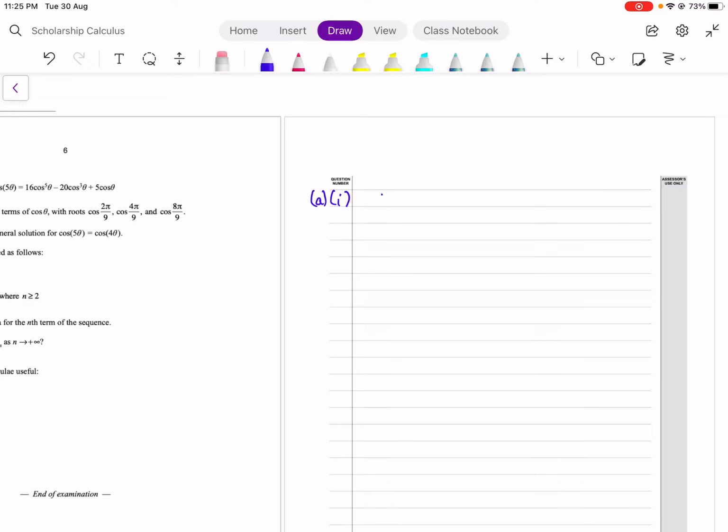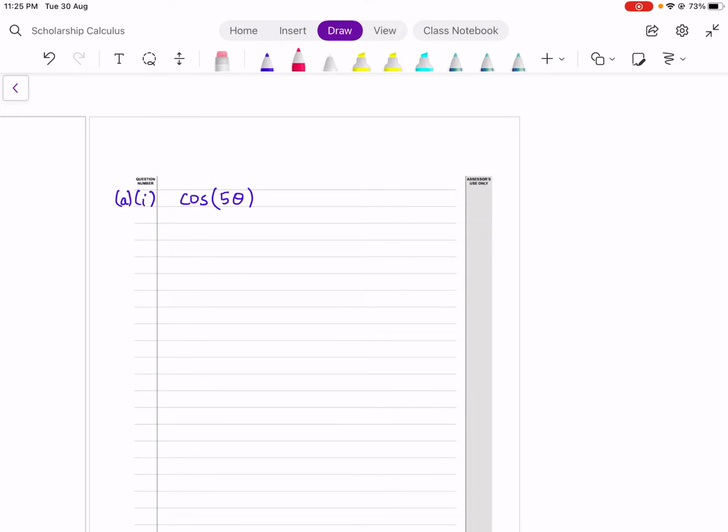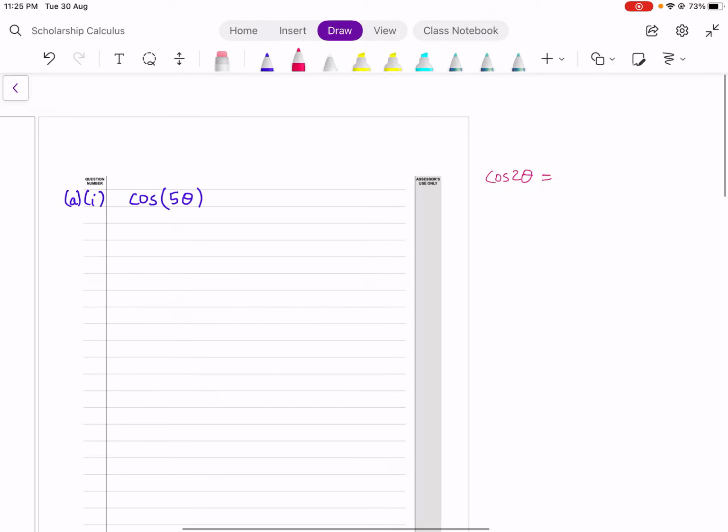Okay, so cos 5 theta, not to the power. On the formula sheet, there's a whole heap of formulas to do with cos 2 theta. Cos 2 theta is equal to 2 cos squared theta minus 1. It's a double angle formula. We can make that cos 4 theta. Cos 4 theta would be just 2 cos squared 2 theta minus 1. Notice there, if you double the angle, you only double the angle. You don't change any of the other stuff in the formula.